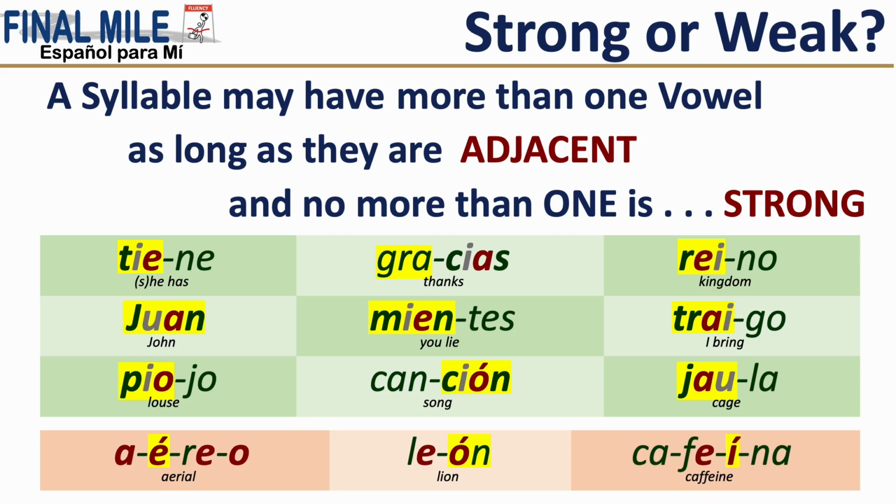What happened here? We have a graphic accent on the I, so the I immediately becomes strong, so it cannot be in the same syllable as the E. So this sounds cafeína. Are you getting the idea? Two strong vowels, even if they are adjacent, cannot be in the same syllable. They have to be separated. Two vowels, if they are adjacent, can be in the same syllable as long as at least one of them is weak.